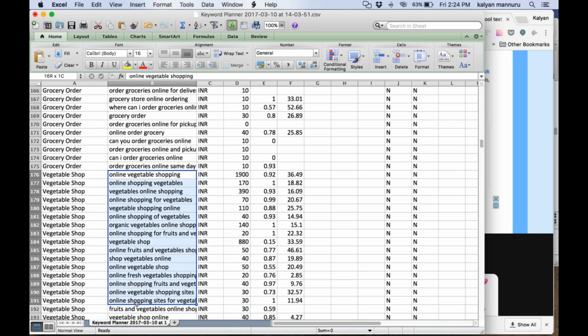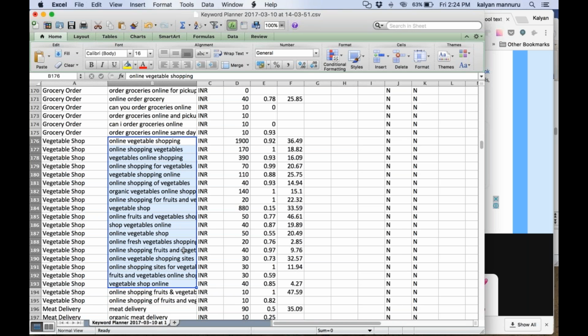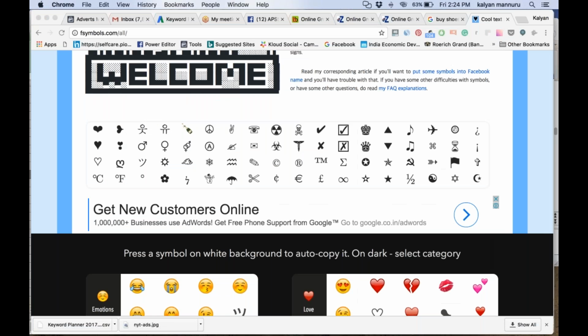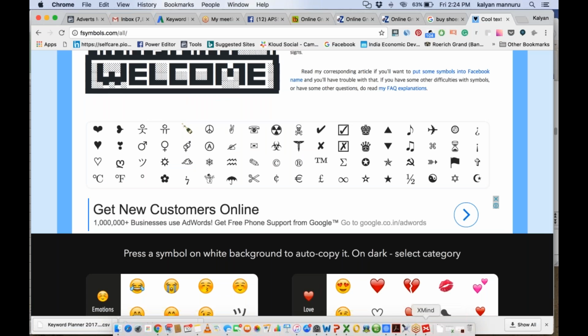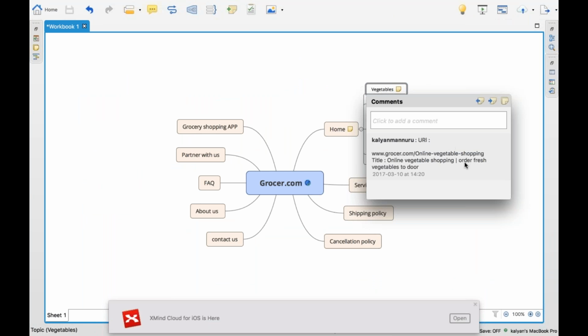So under vegetables, I'm trying to figure out if any keywords are left out here. It says shopping sites and vegetable shop. That's about it. So I'm going to go back and use vegetable order fresh, or I'm going to just say fresh vegetable shop, online fresh vegetable shop. Done. Because I'm using vegetable shop, this is what was suggested, but I'm adding a little more. This is my perception: I think a few people might also search for fresh vegetable shop in the future. So I can add that.